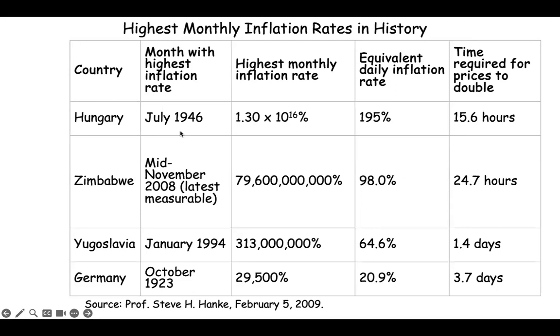And then Hungary after World War II. Essentially, the monthly inflation rate was 10 to the 16. I don't even know what that number is. I guess it's like 1,000 trillion, so a quadrillion, or whatever. So that means essentially the daily inflation is about 200%, and it takes about 16 hours for prices to double.